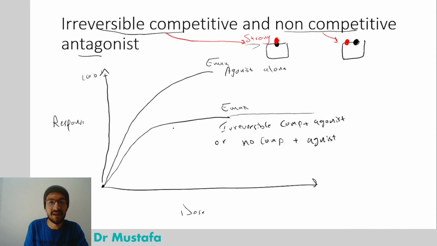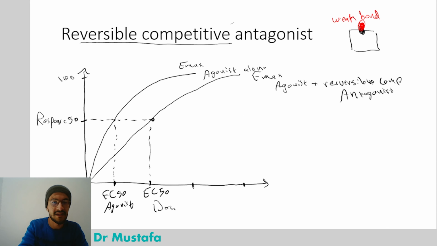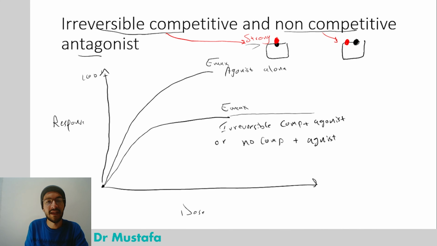So we still have the antagonism, and we don't reach the max effect in comparison with the reversible competitive in the previous slide, which is here. As we can see here, we reach the maximum, while here we can't reach the maximum.